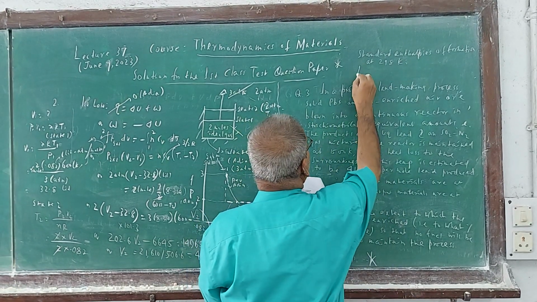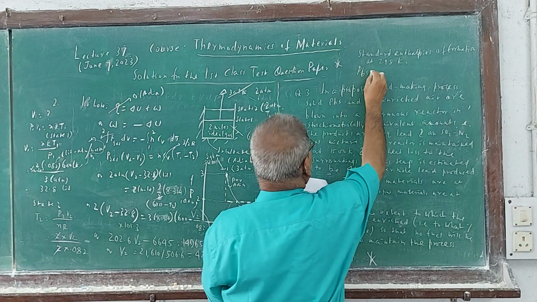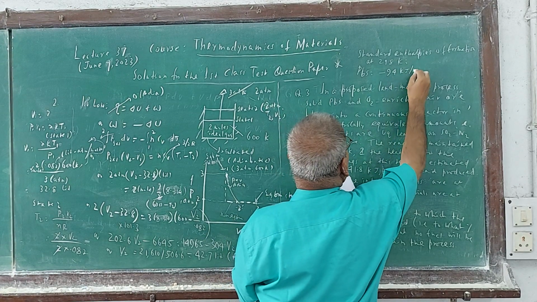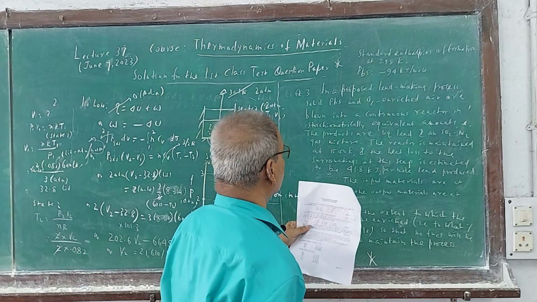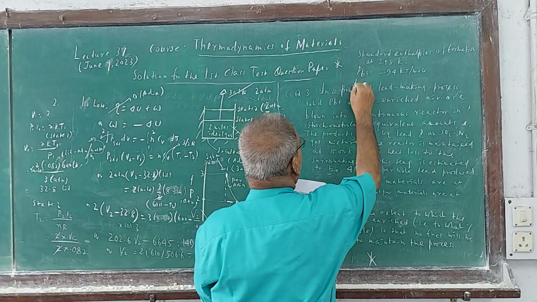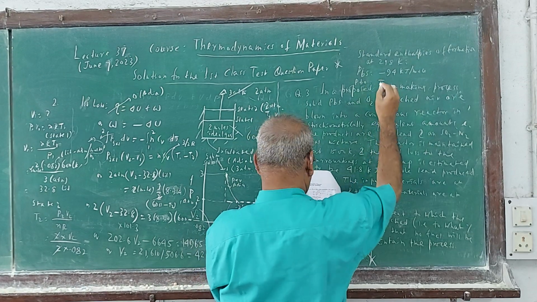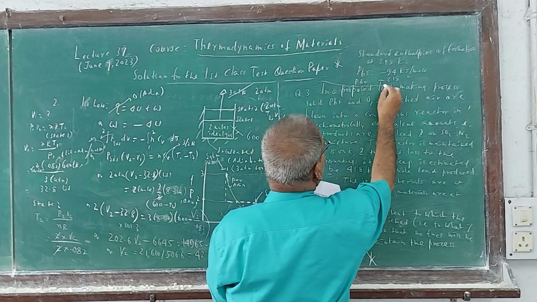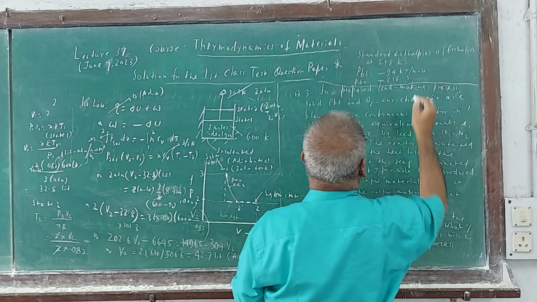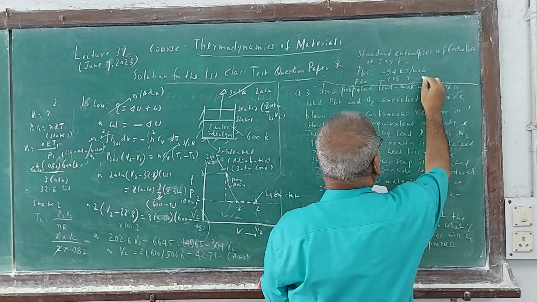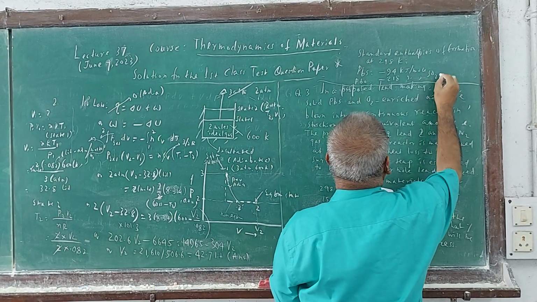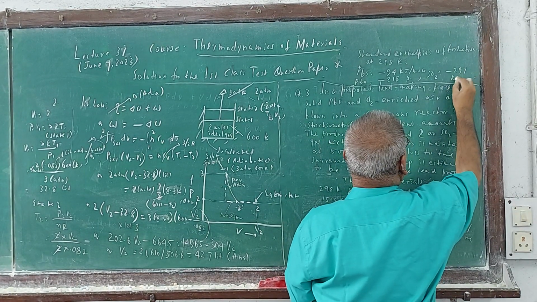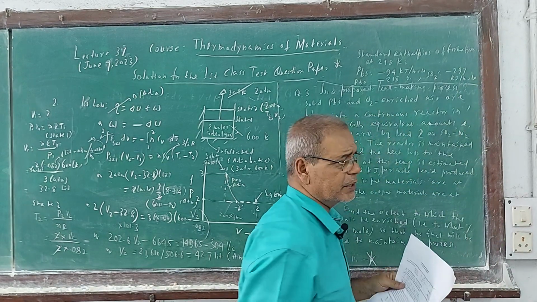Three are given. PbS, 94 kilojoule per mole. PbO, minus 218 kilojoule per mole. And the last one, SO2, minus 297 kilojoule per mole. This is the data about the standard enthalpy of formation.